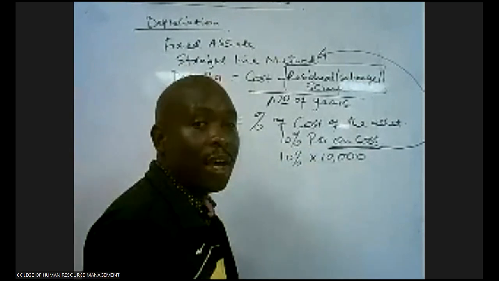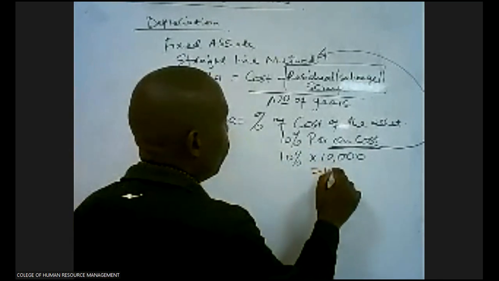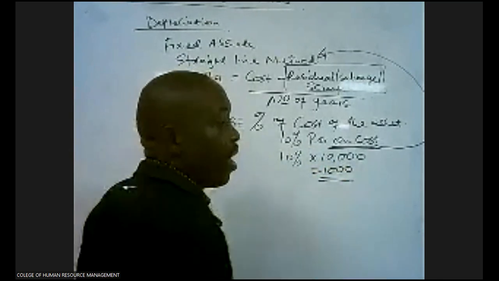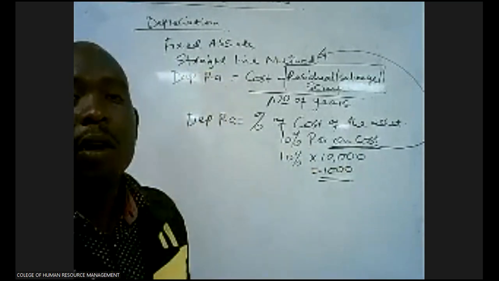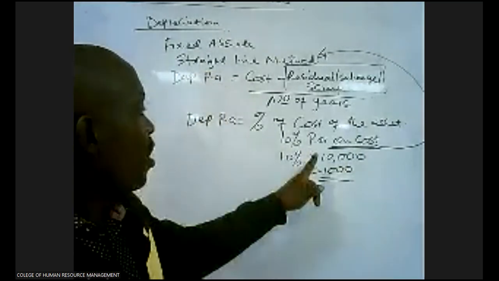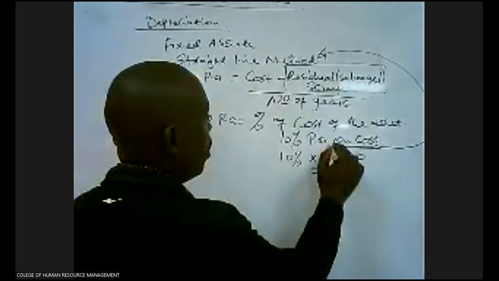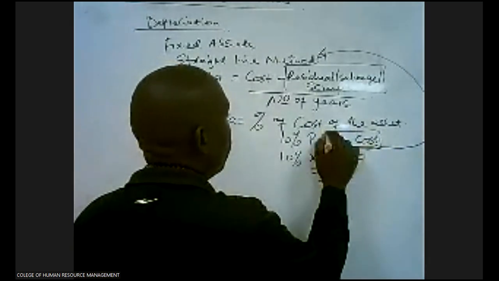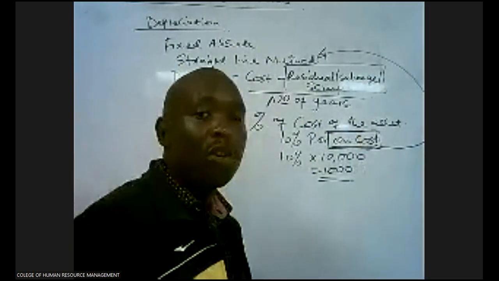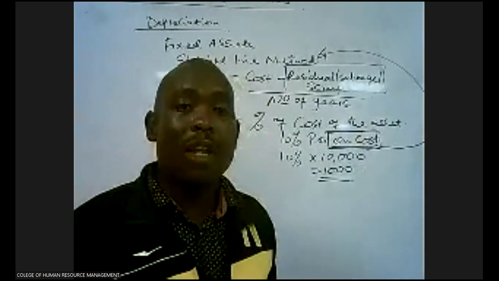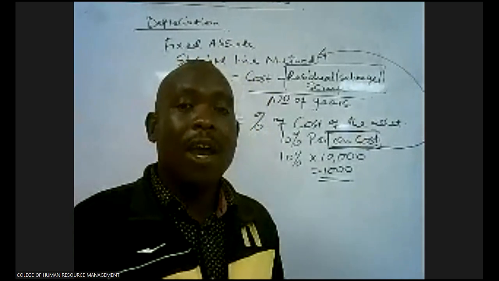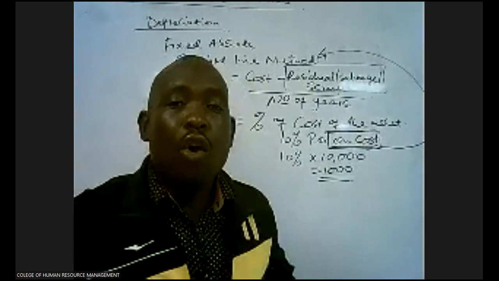Remember, we bought the furniture at 10,000. So it is going to lose what? 1,000 every year. When it is on cost, I insist, just know sometimes they might not tell you on cost. Sometimes they can tell you the furniture reduces at 10% per annum on straight line.